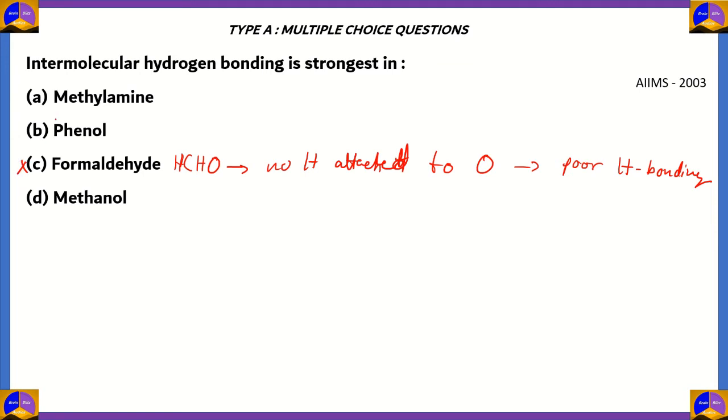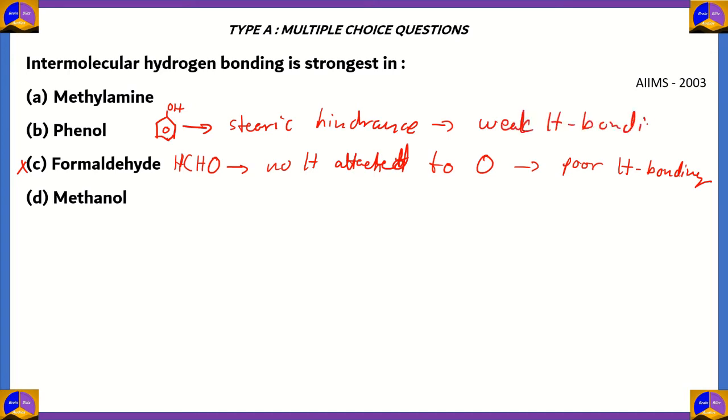What about option B, phenol? If you look at the structure for phenol, which is basically a benzene ring topped by an OH functional group, this structure has steric hindrance. So what that basically means is that the big bulky benzene group is preventing the hydrogen from getting attached to another phenol structure. So therefore the steric hindrance makes weak hydrogen bonding. So therefore option B is also incorrect.